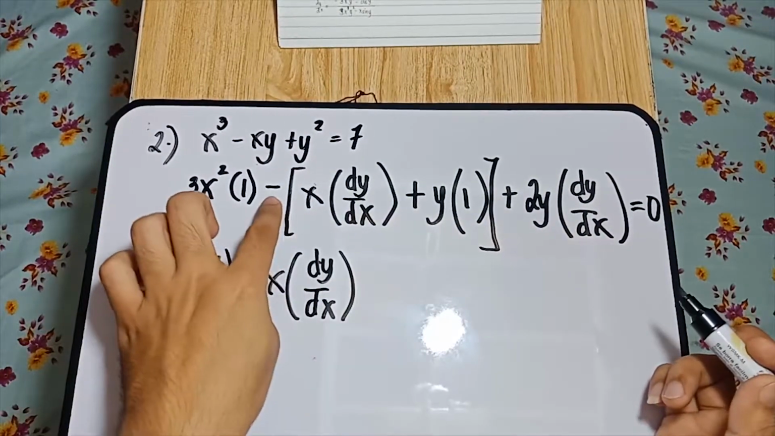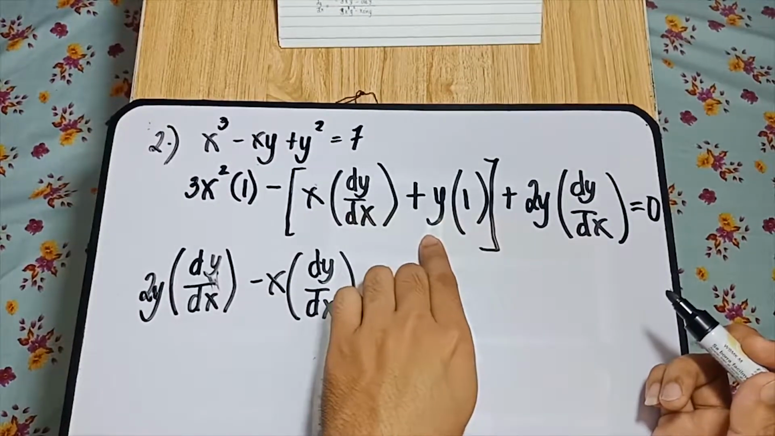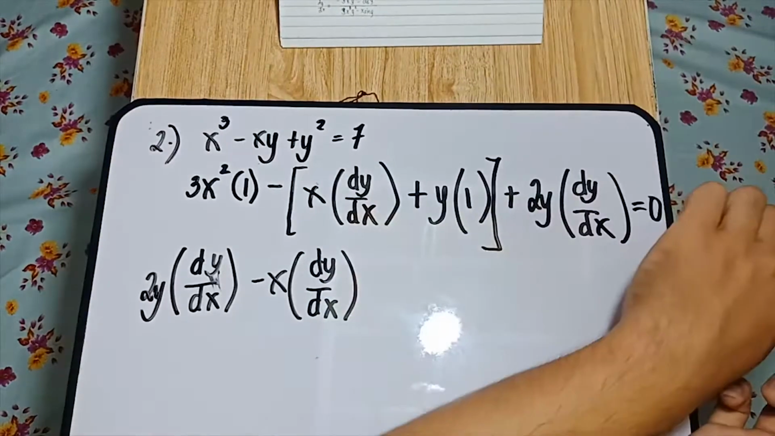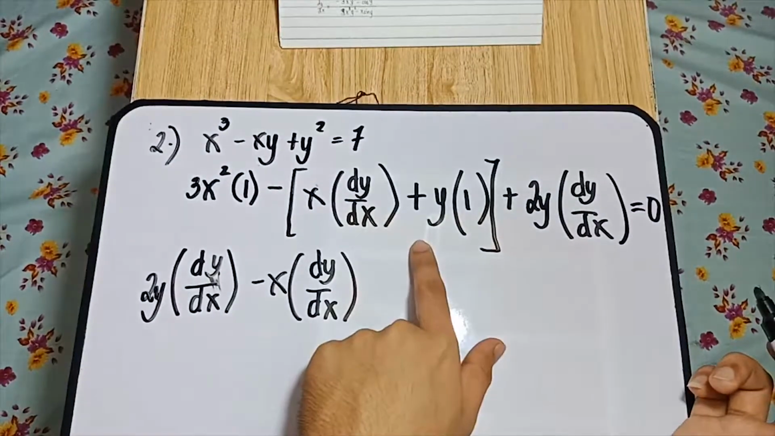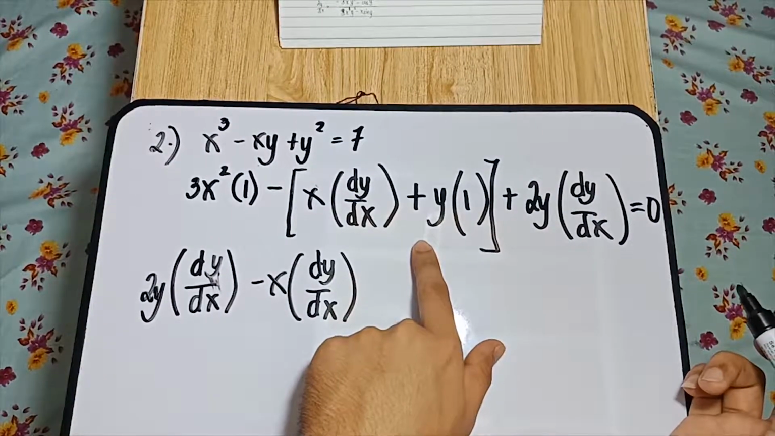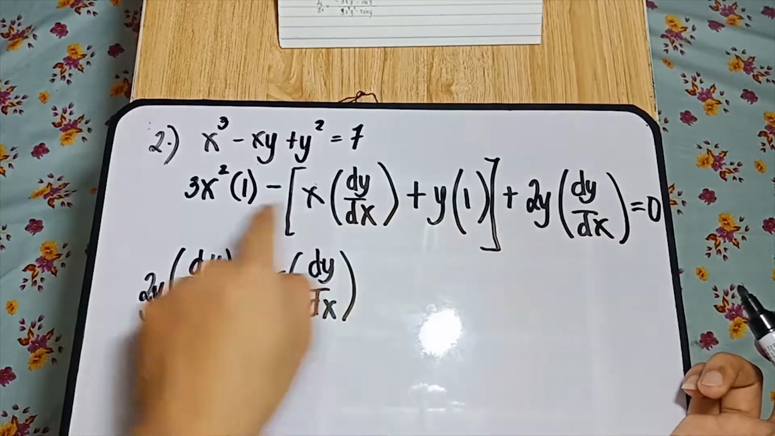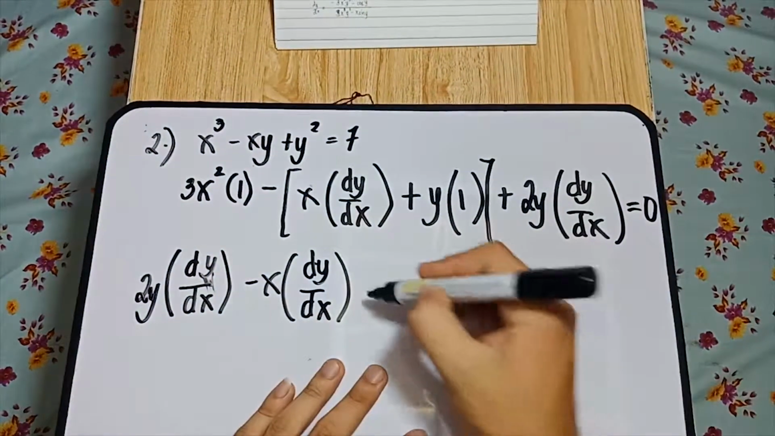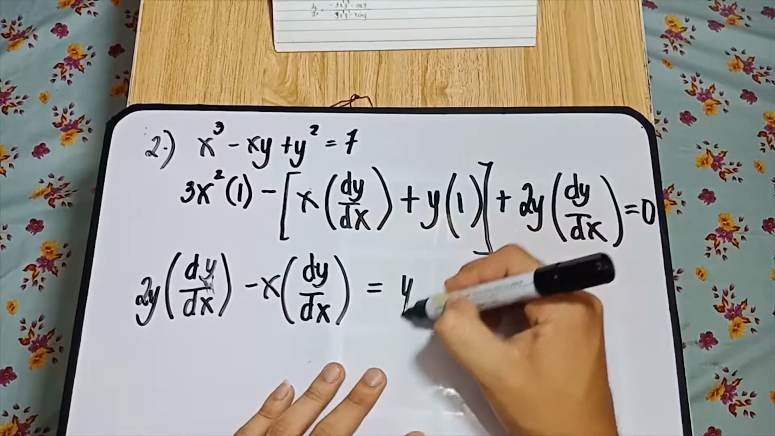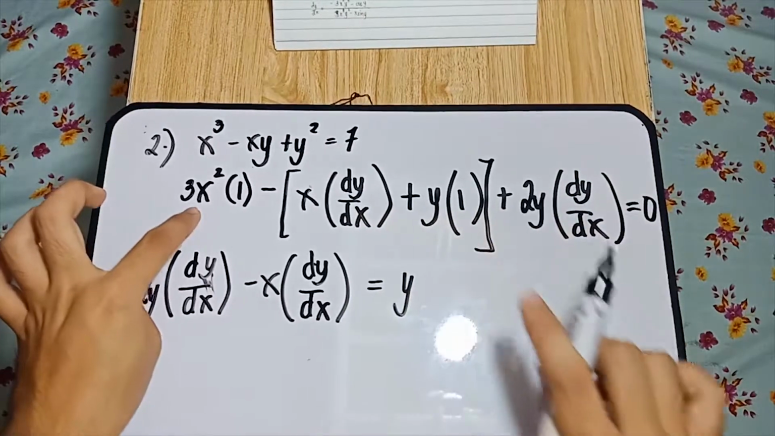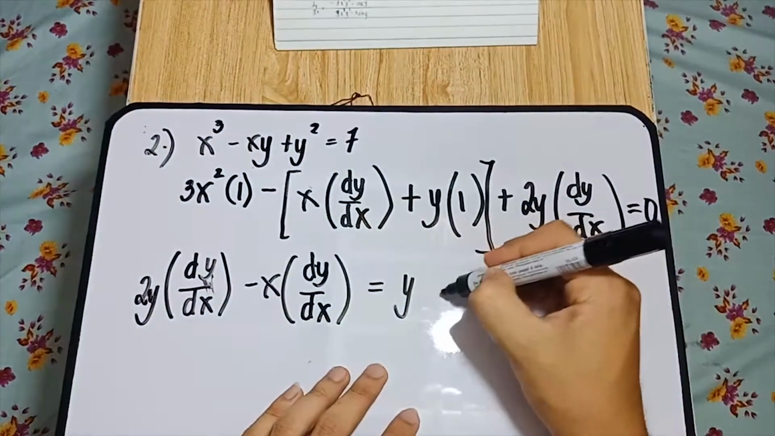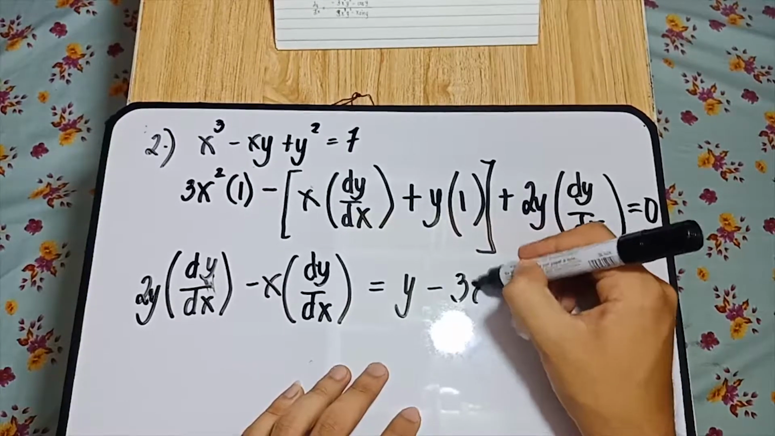Ngayon, since ito ay negative, multiply ko doon, magiging negative yon. Kung ililipat ko naman sa kabila, magiging positive ulit. Kasi negative yan eh. Pag nilipat ko doon, magiging positive. So, that will be y. Ito na yon. Then, ito, positive, magiging negative. Minus 3x squared.